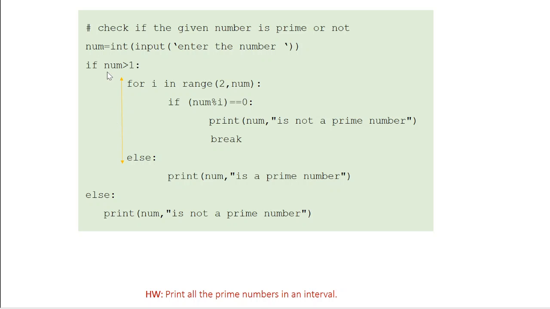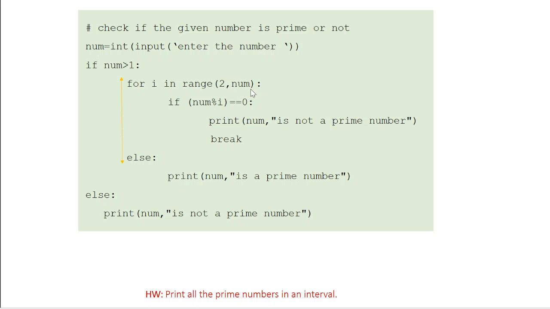Okay. Now inside, if the number is greater than 1, then you have to divide that number with all the numbers between 1 and that particular number. So how do you create a list of such numbers using the range statement, right? Range 2 to num. So it will create a list of integers. The starting value is 2, the ending value is num minus 1, and the step size is 1.